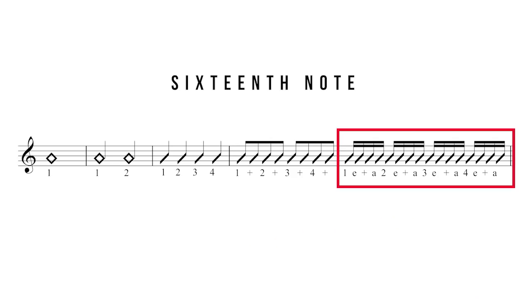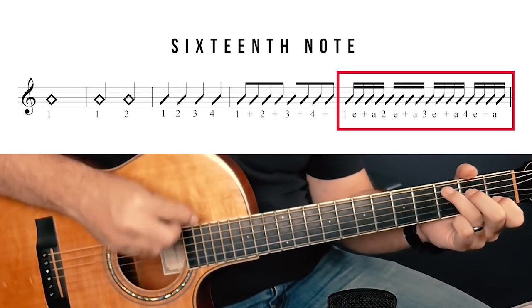And then we have 16th notes. So, a solid note head with a stem and 2 flags, which becomes 2 beams. And there, with 16th notes, there's 4 per beat. So that's going to be 1 e and a, 2 e and a, 3 e and a, 4 e and a.